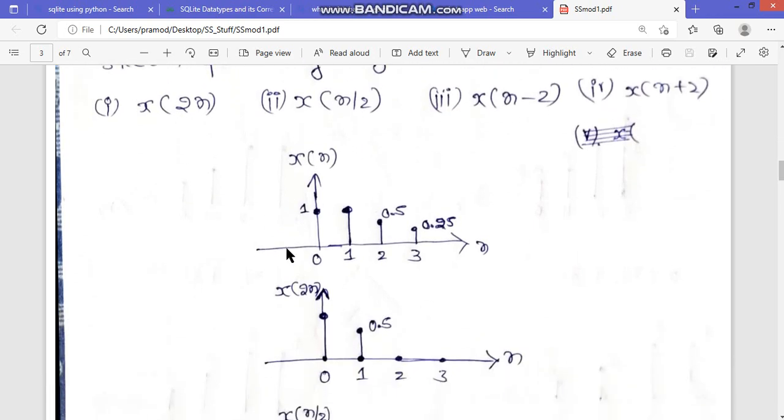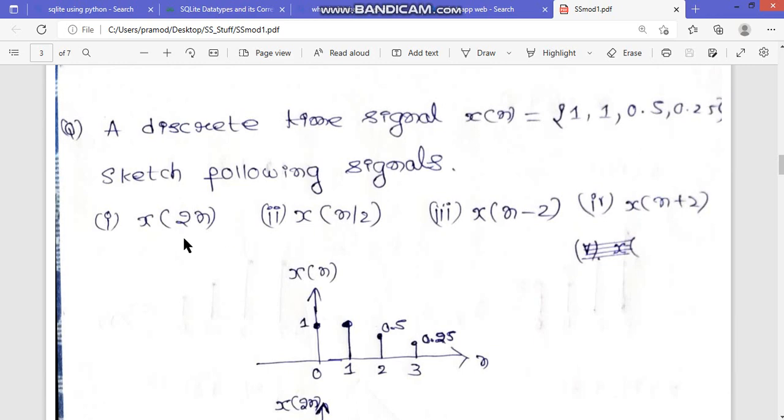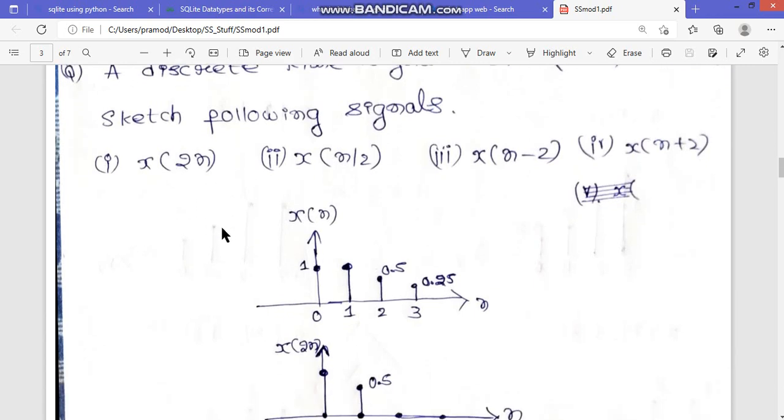I will first explain how this actually works. They have asked for x of 2n. The actual method may be confusing you. After that I will tell some shortcuts. So we have to plot x of 2n. What you can do is vary the value of n. What is the value of n? The value of n varies from 0 to 3.